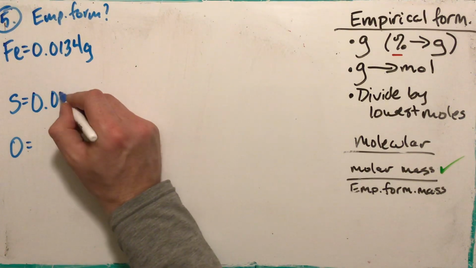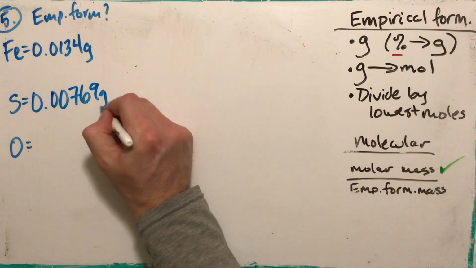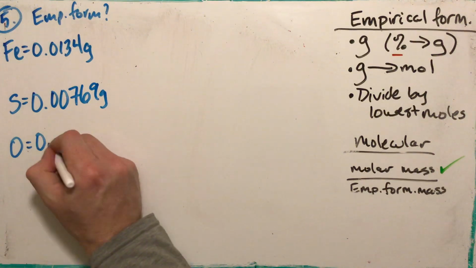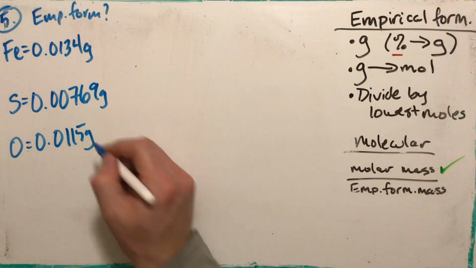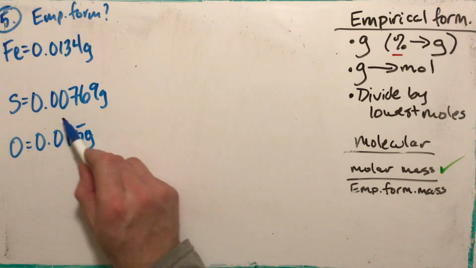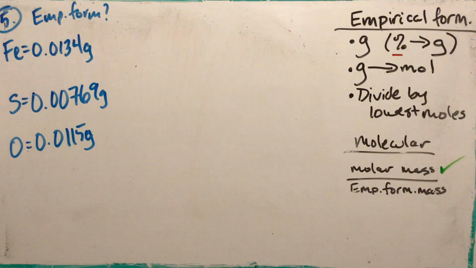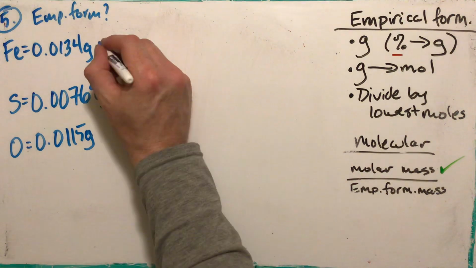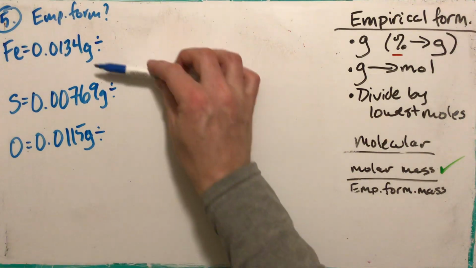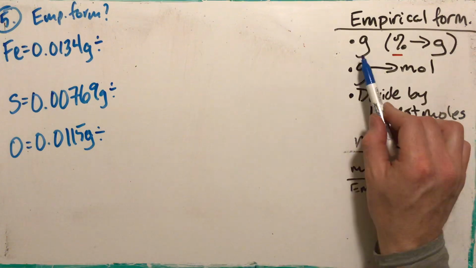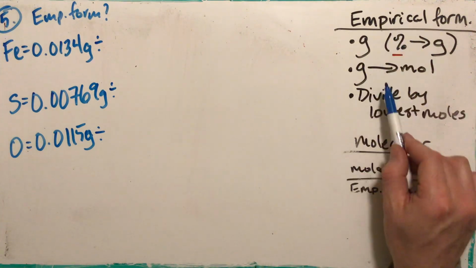So 0.0769 grams, and then 0.0115 grams. So again, like people will go, oh, there's 1010, and for some reason they'll mess up here. Be careful when you're doing this. Copy down the values off of your sheets properly. So this question started me with grams, grams, grams. That's great. I needed grams to start this, to find the empirical formula, which is what we got to do.